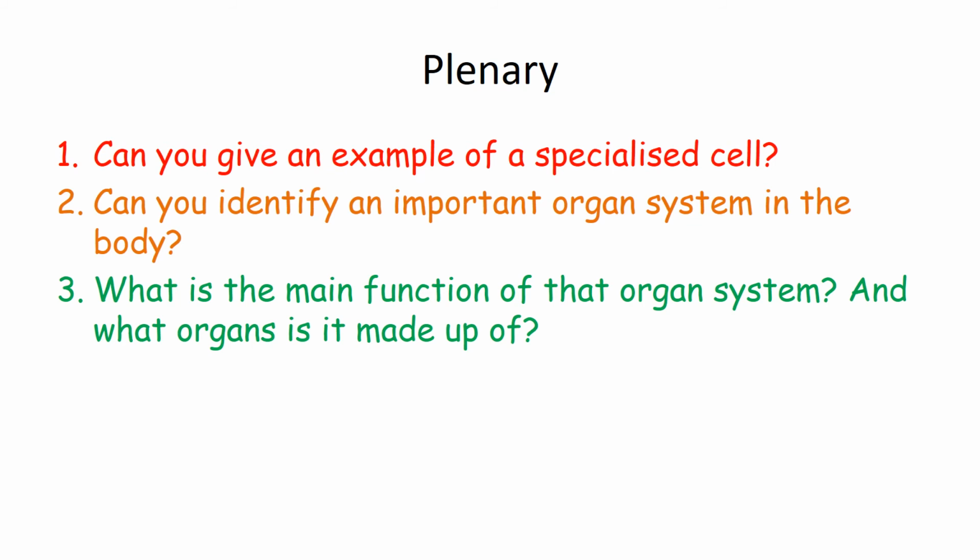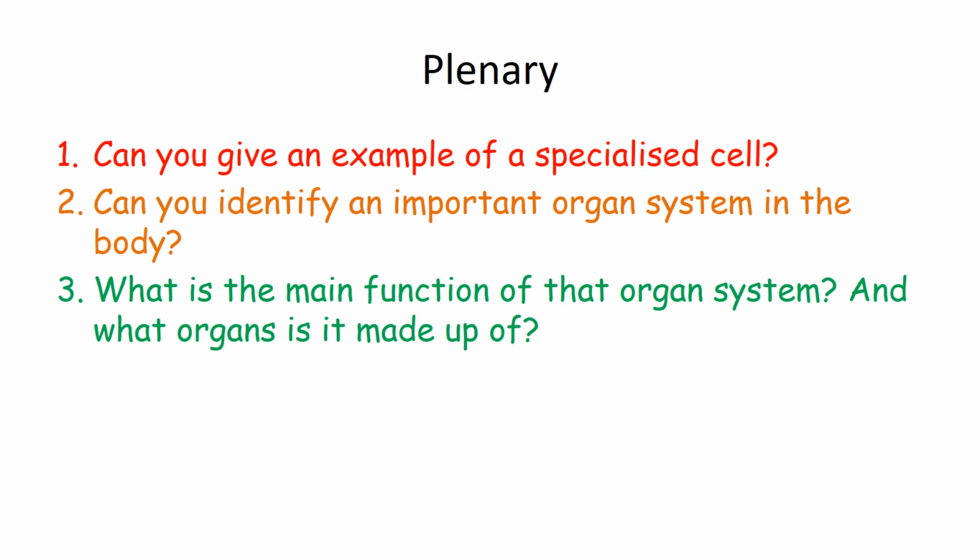Okay, so question 2, can you identify an important organ system within the body? Again, there are many you could choose from. Just a few are the respiratory system, which is comprised of the lungs and the trachea. You could have had the cardiovascular system, which is the heart and all the blood vessels, the skeletal system, which is made up of bones, or the muscular system, which is all the muscles and ligaments and tendons in the body.